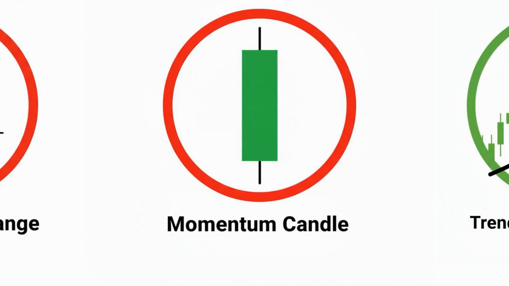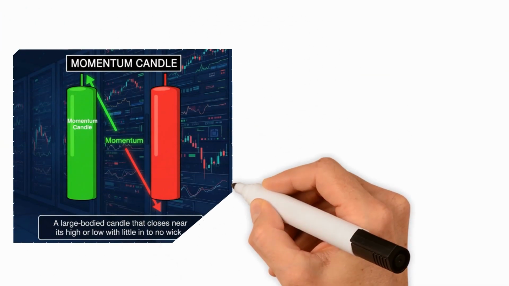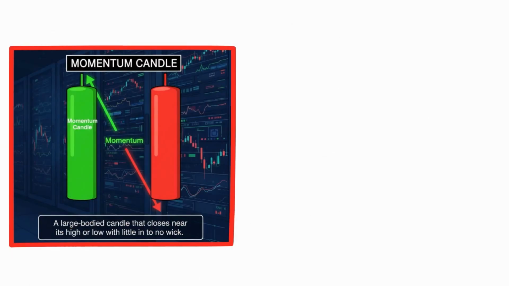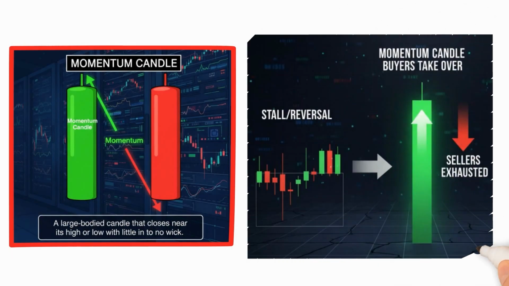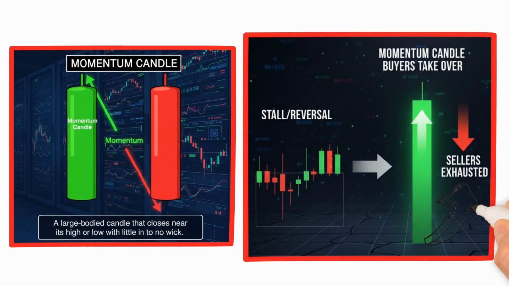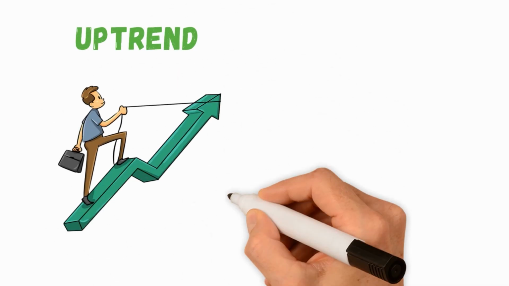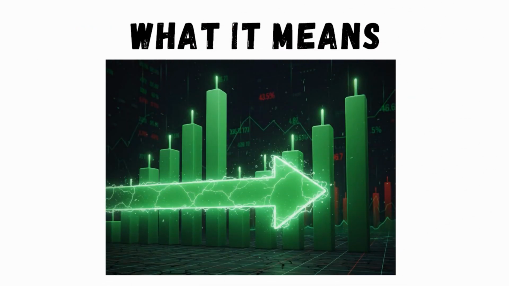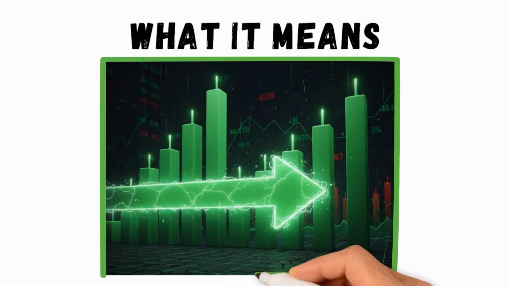Momentum candle. A momentum candle is a large-bodied candle that closes near its high or low with little to no wick. It follows a stall or reversal and shows that one side has fully taken control. In an uptrend, it means buyers are stepping in hard. In a downtrend, it confirms aggressive selling. What it means: momentum has returned. The trend is likely to continue.